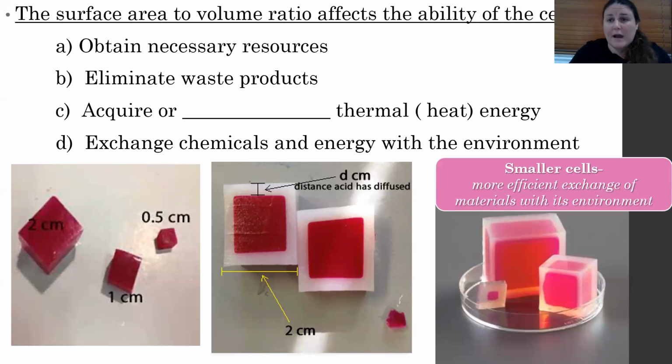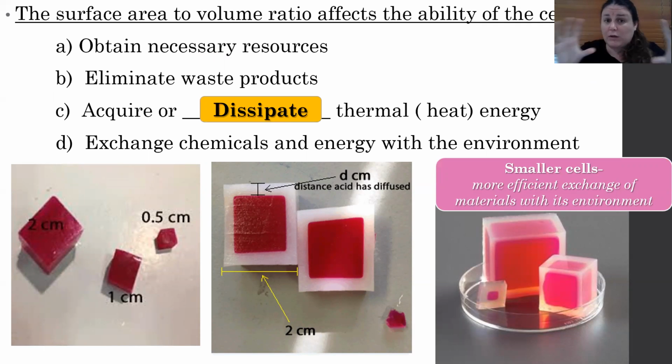Now, why is this surface area so important? It's important because the cell has to obtain necessary resources, and it has to do that fairly quickly. It has to eliminate waste products, and it also has to do that fairly quickly. Having a high surface area is also going to influence how cells acquire or dissipate heat energy, which we'll talk a little more about in a second, or exchange chemicals and energy with the environment.